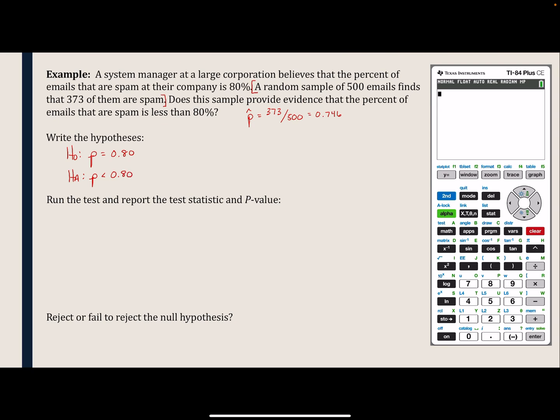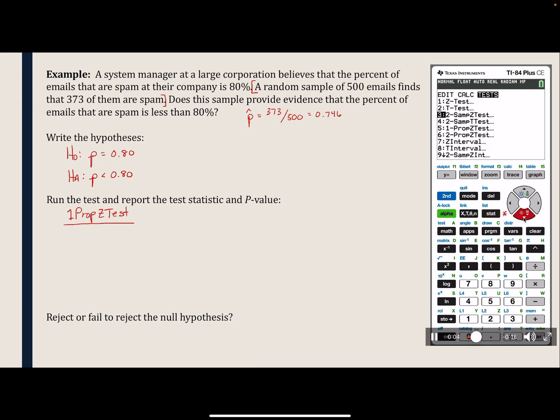So we're going to run the test and report the test statistic and the p-value, and I'll show you how to do that. We're going to use the stat button, go to tests and choose the 1PropZTest. It's important to show me the command that you're using for your test, because there's a lot of test commands out there, along with the numbers that you're putting in for this test. So you're going to go to stat, arrow over to tests, and it's number 5, 1PropZTest.